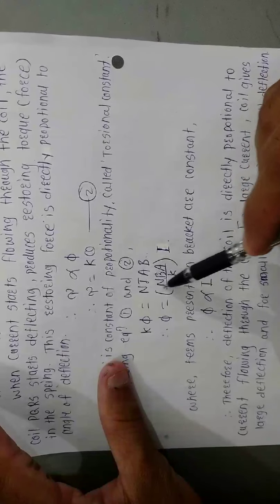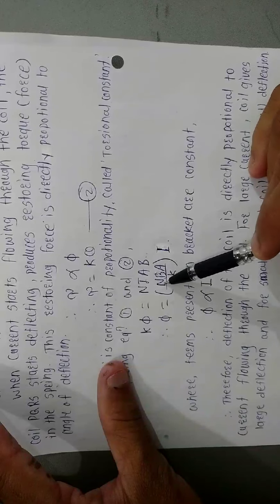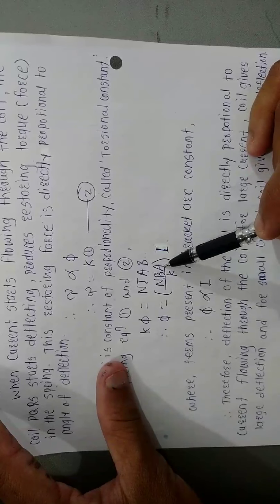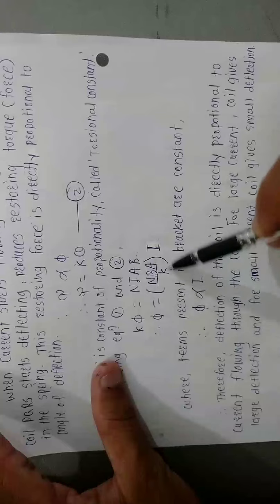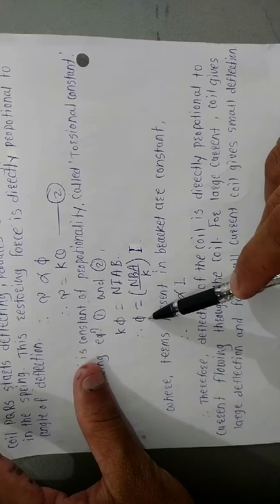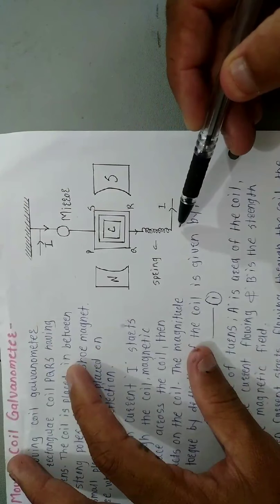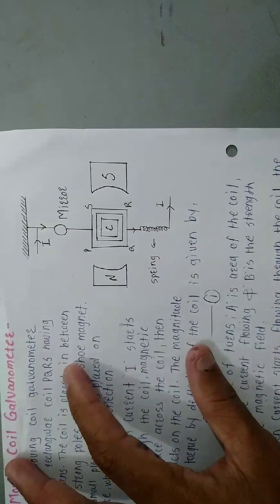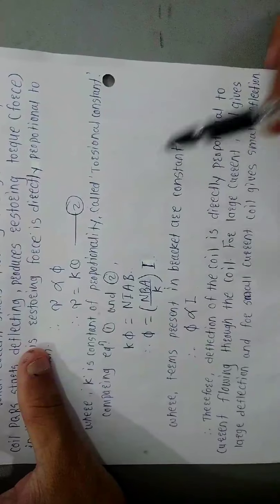The terms present in the bracket are all constant: number of turns, strength of the magnetic field (magnetic induction), area of the coil, and torsional constant. So we can say that the deflection of the coil is directly proportional to current. If the maximum current flows through the coil, the coil gets maximum deflection. If the minimum current flows, the coil gives minimum deflection. So deflection is directly proportional to current. This is the simple principle of the moving coil galvanometer.